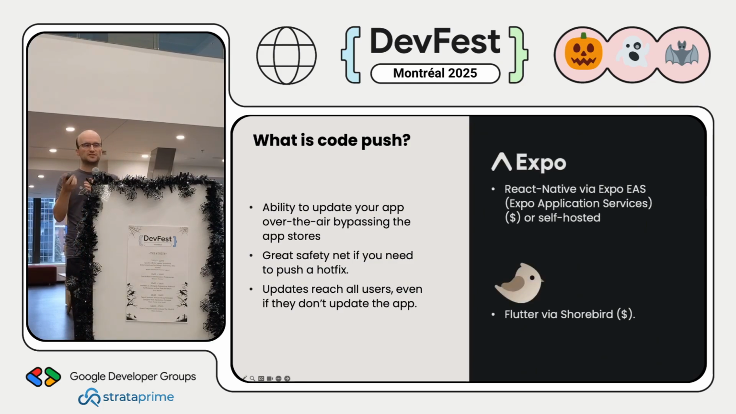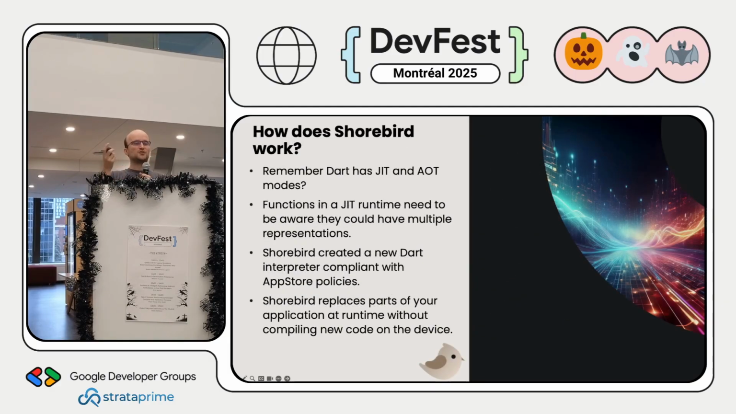On TypeScript in React Native, you have the option with Expo via their Expo Application Services. You can leverage that functionality within your application, either paid or self-hosted. And with Flutter, as of last year, I believe it's via Shorebird that they offer it, and it's paid because they have server costs, but I encourage you to look at the pricing and see if it fits your use case. But really, how does it work?